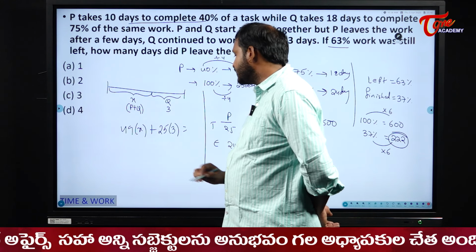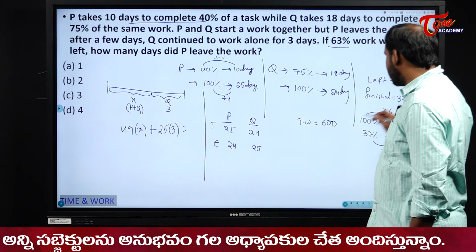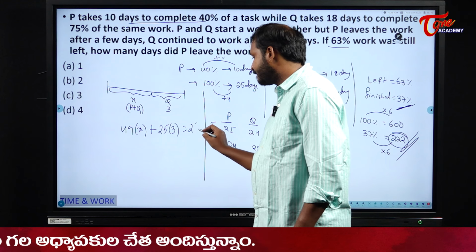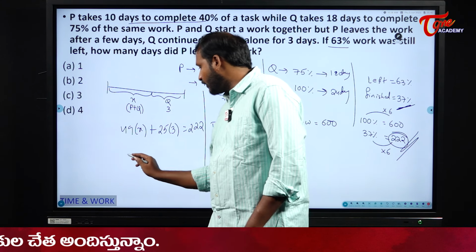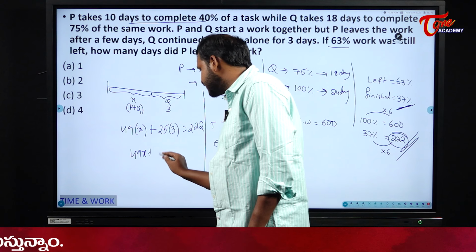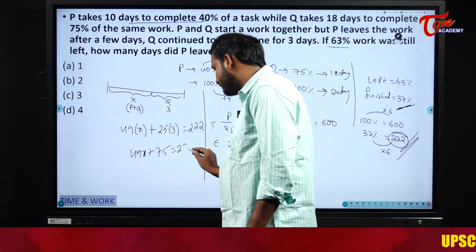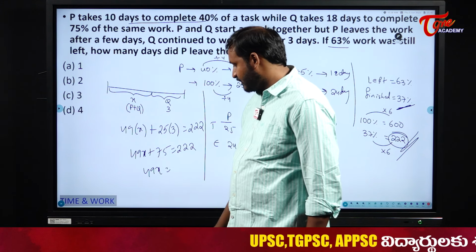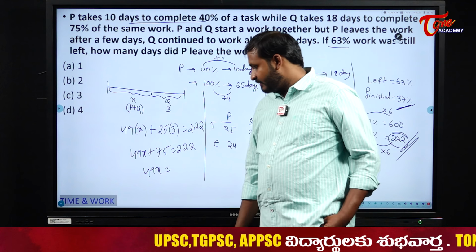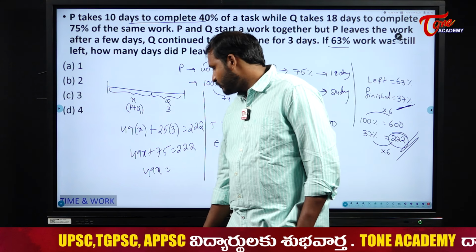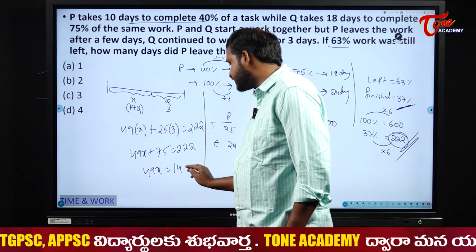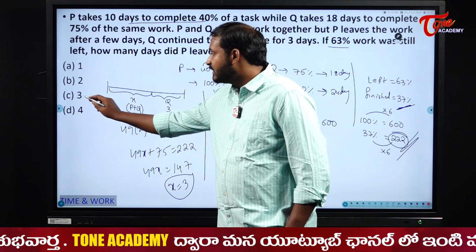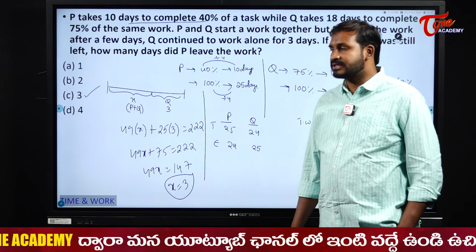By working this, did they finish the complete work? No, they finished just 37% of work. What is 37%? Just now we calculated 222. So now 49x plus 75 is equal to 222. Right? So 49x will become what here for us? 222 minus 75. 222 minus 70 means it will become 152. 152 minus 5 means it will become 147. 147. So x will become what? 3 days. That means after 3 days, P left the job.